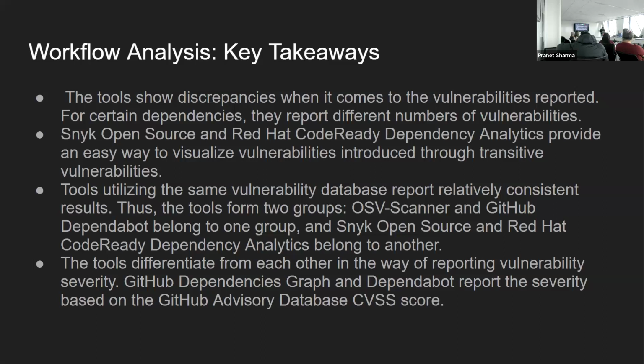The tools also differed in the way they reported vulnerability severity. GitHub Dependency Graph reported NVD CVSS scores, whereas Snyk reported their own CVSS scores, which can be a huge difference for certain vendors, because certain vendors will only mitigate vulnerabilities that meet a particular severity threshold, for example, medium, high, or critical. So if you have tools reporting different severity thresholds, you don't exactly know which one to take.